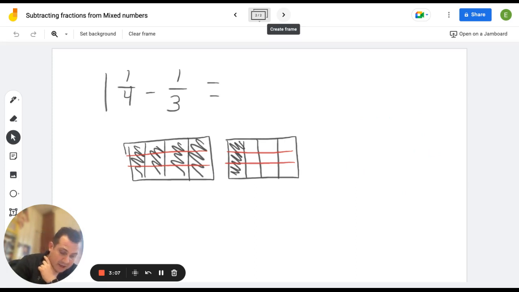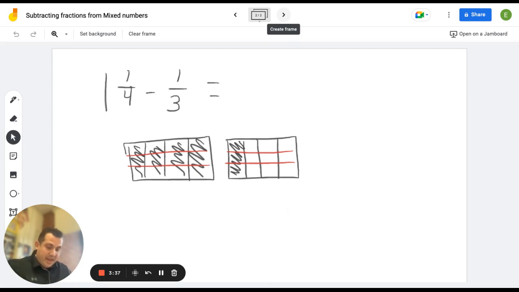So now you'll see if you count up how many equal pieces you have in each whole, I have 1, 2, 3, 4, 5, 6, 7, 8, 9, 10, 11, 12. I have 12 pieces in each whole. So 12 is our common denominator. There's 12 equal pieces here, 12 equal pieces here. So that is our common denominator.